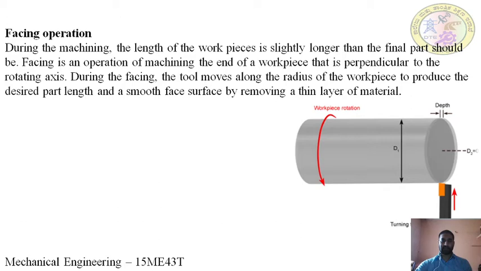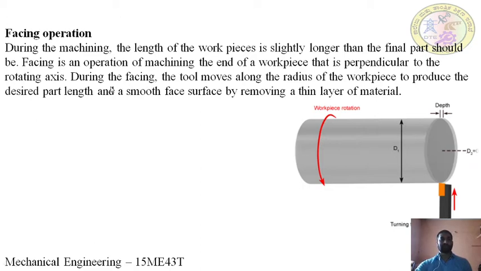So you can reduce the length of the workpiece from 105 to our required dimension of 100 mm by this facing operation. Also we get a good surface finish at the end. The given raw material does not have a good surface finish at the end. So in order to get a good surface finish and accuracy, the facing operation is performed. Facing is an operation of machining the ends of the workpiece. Both ends will be machined perpendicular to the rotating axis. The tool is moved perpendicular to the axis of rotation of the workpiece.